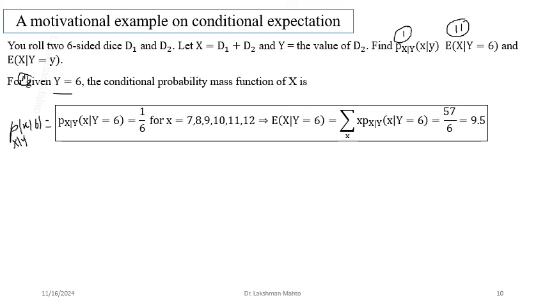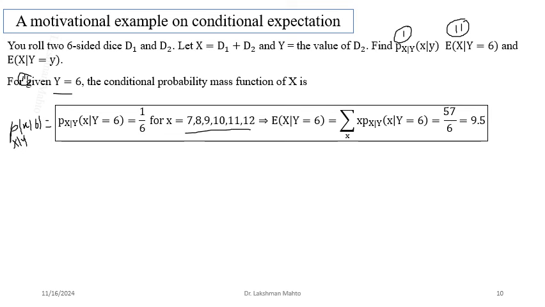So what is the conditional probability mass function for this one? If the second dice has outcome 6, what is the probability of observing x? First, let us talk about what values x will take. If y equals 6, what values will x observe? Just tell me, x is what? D1 plus D2, and D2 is 6. Then x will be 6 plus 1, 6 plus 2, 6 plus 3, 6 plus 4 and like that, going up to 12. So these are the possible values.